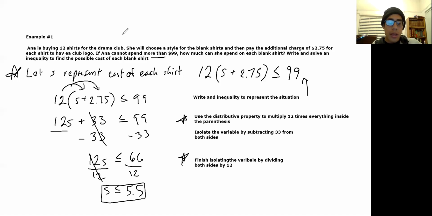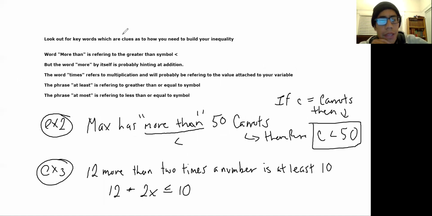This is kind of what you're going to be doing. You're going to be making your own inequalities, and you are going to be solving pre-existing inequalities, right? So let's take a look at the vocabulary because that's really key to this. I want you to look out for the key words which are used as clues to how you need to build your inequality. For example, when you see the words more than, which I've already gone over in the previous one, it's referring to the greater than symbol, the symbol that I have here. But if you see the word more by itself, it's probably just telling you that you need to add whatever it is. Again, these rules are not going to work 100% of the time, but they're clues. If I saw the word more, it either means addition or it's referring to the greater than symbol. And that's already valuable information, right? Some of them are a little bit more obvious.